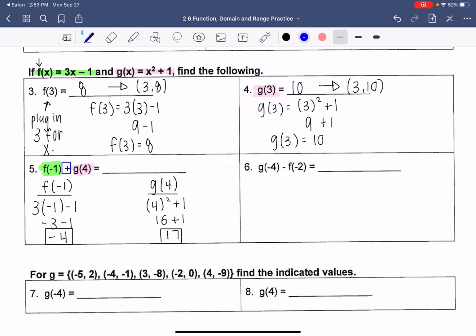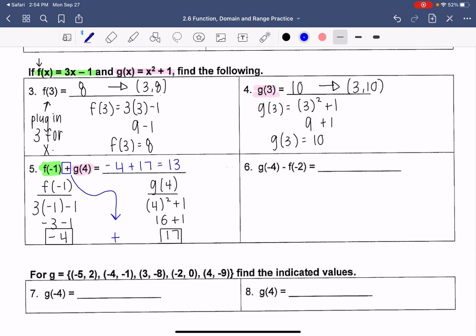We have negative 4 and then we have 17, but there is an addition sign in between them. So my answer is negative 4 plus 17, and that answer is 13. So when we did f of negative 1 and g of 4 and added them together, we got 13. So you just have to take them in parts and then come together with the operation of addition in the middle and just add your answers.